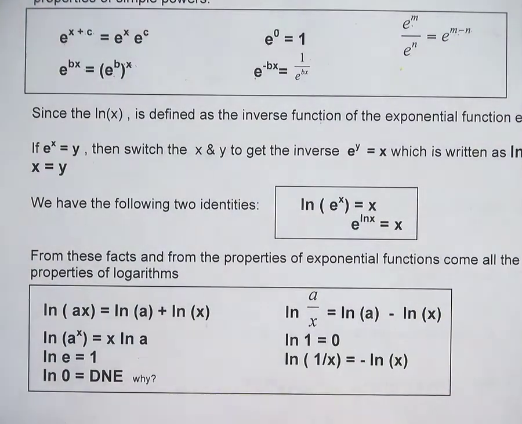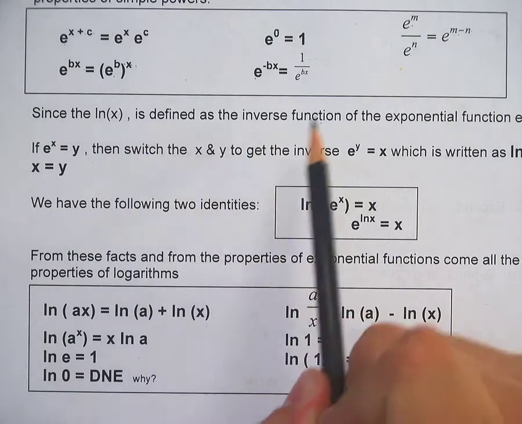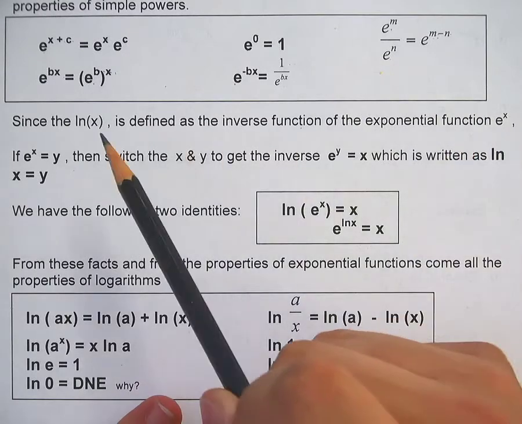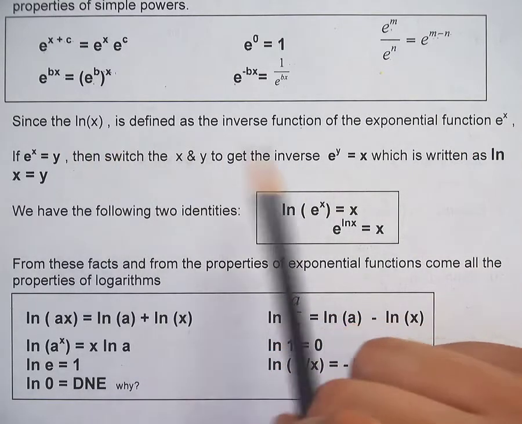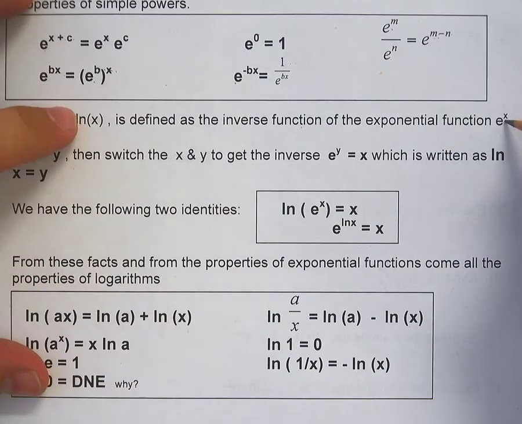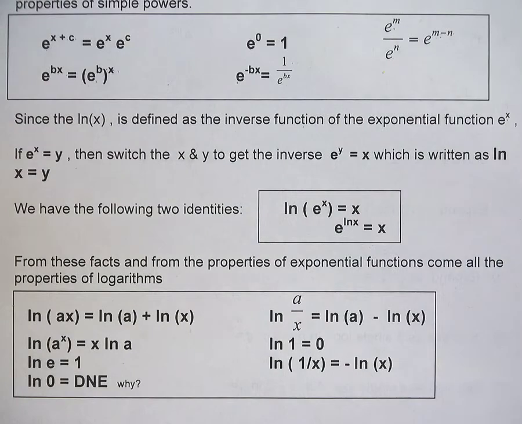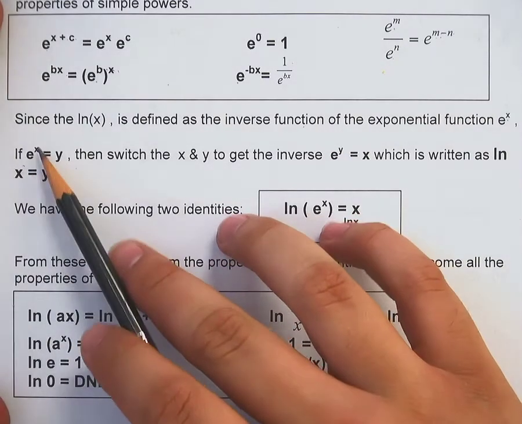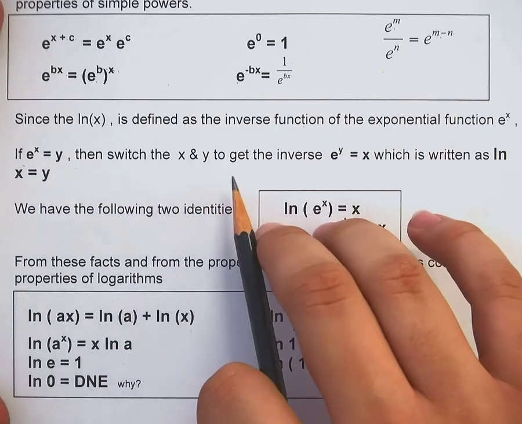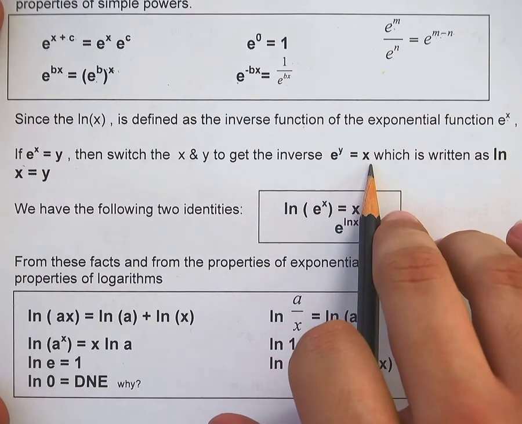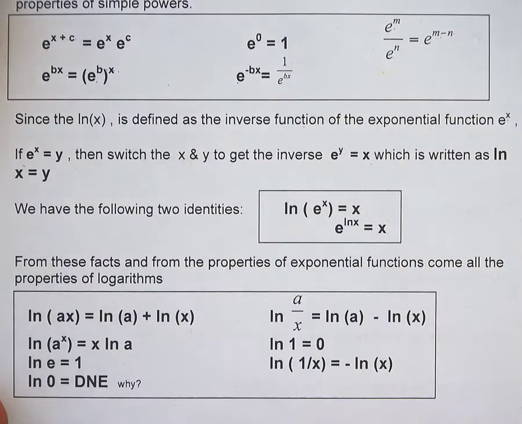And then a couple of good things here. Since the natural log is defined as the inverse function of the exponential function e to the x, a few things can be said. Your natural log is the inverse of e, so you can think of them as undoing each other. It's kind of like a reverse operation. So if e to the x is y, and you switch x and y to get the inverse, e to the y is x. So you switch your x and y. That's written as ln of x equals y.